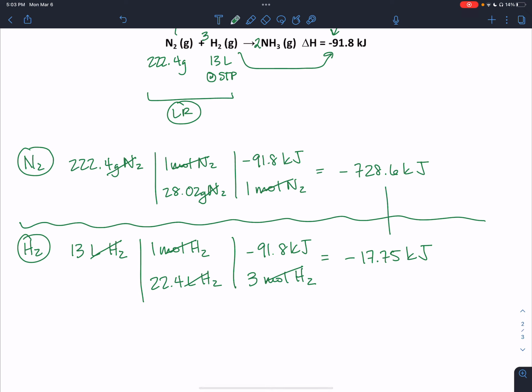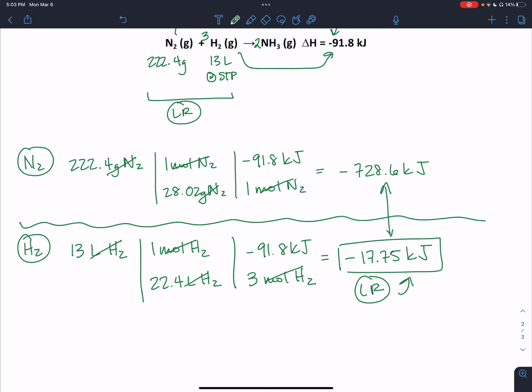If I compare these two values, hydrogen clearly produces less energy. That makes hydrogen my limiting reactant. So this is going to be the amount of energy that can be produced. Once I produce 17.75 kilojoules worth of energy, I run out of hydrogen, the reaction's over. So again, it's a limiting reactant problem. It's just a little bit different.